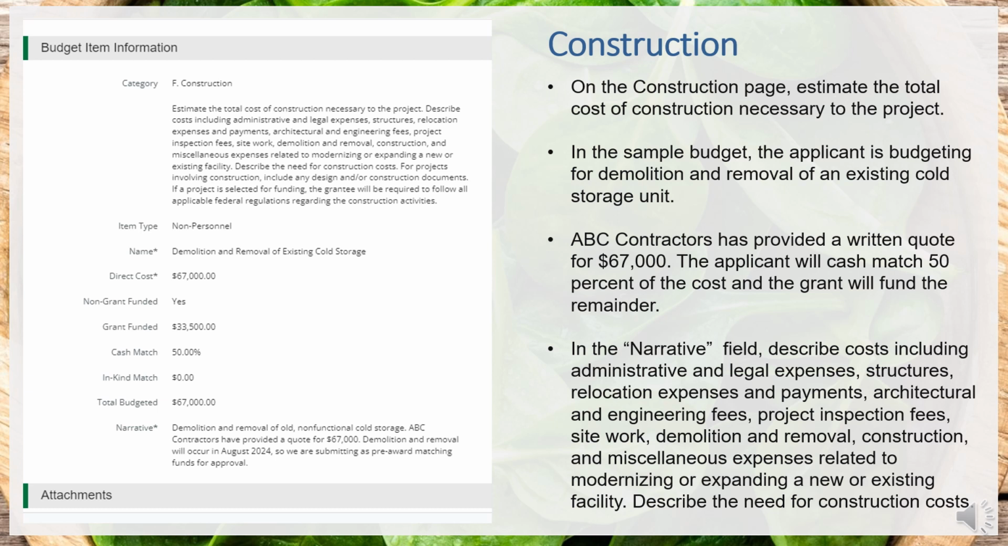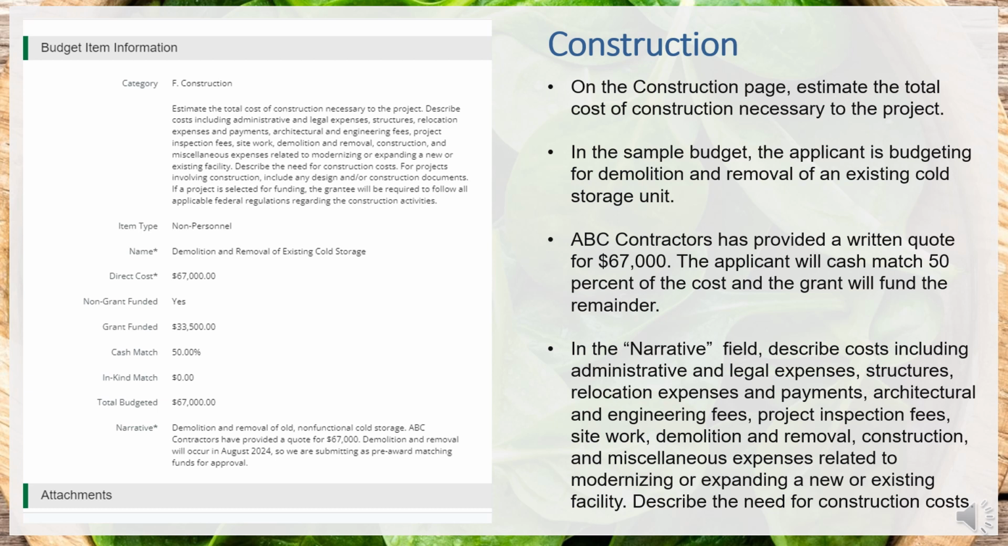Construction is the next expense category. On the construction page, estimate the total cost of construction necessary to the project. In the sample budget, the applicant is budgeting for demolition and removal of an existing cold storage unit. ABC Contractors has provided a written quote for $67,000. The applicant will cash match 50% of the cost and the grant will fund the remainder.